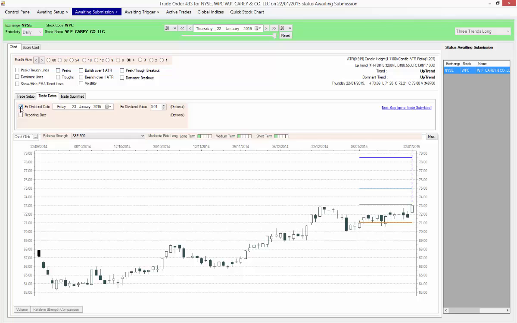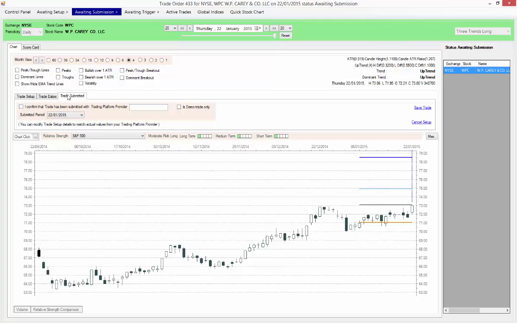We just check the tick box. By default, it's today's date, but that needs to be modified. The reporting date, the same. I'm going to leave these for now, and I'm going to continue and look at the next step, go to trade submitted.